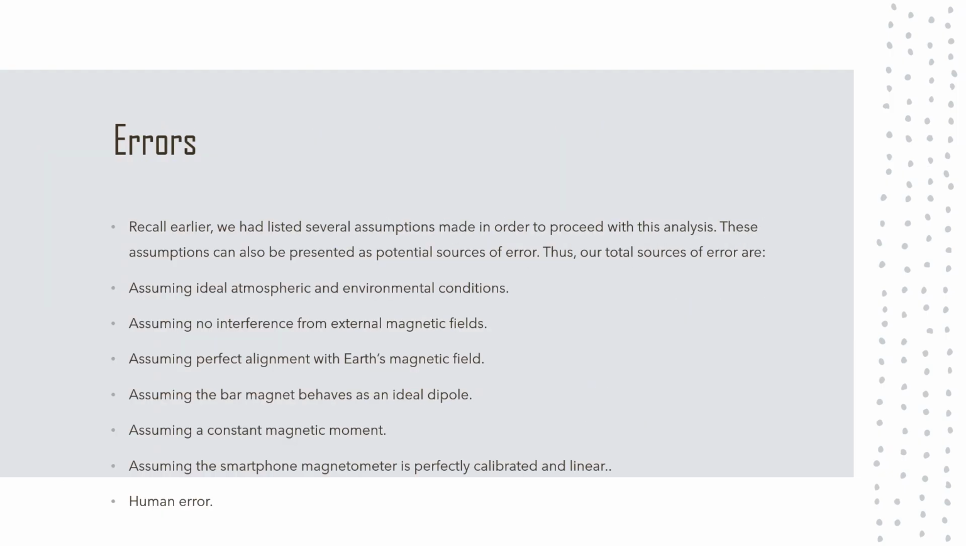Recall earlier, we had listed several assumptions made in order to proceed with this analysis. These assumptions can be presented as sources of error. Thus, our total sources of error are assuming ideal atmospheric and environmental conditions, assuming no interference from external magnetic fields, assuming perfect alignment with the Earth's field, assuming the bar magnet behaves as an ideal dipole, assuming a constant magnetic moment, assuming the smartphone magnetometer is perfectly calibrated and linear, and human error.